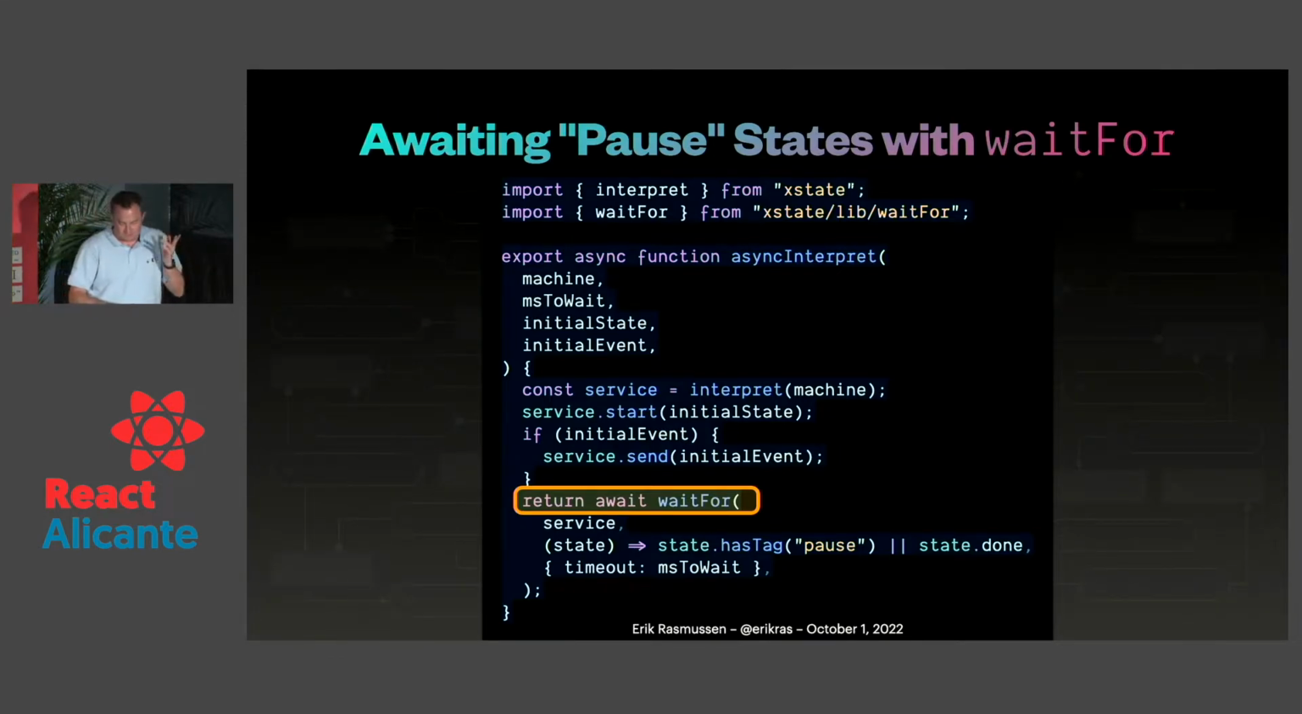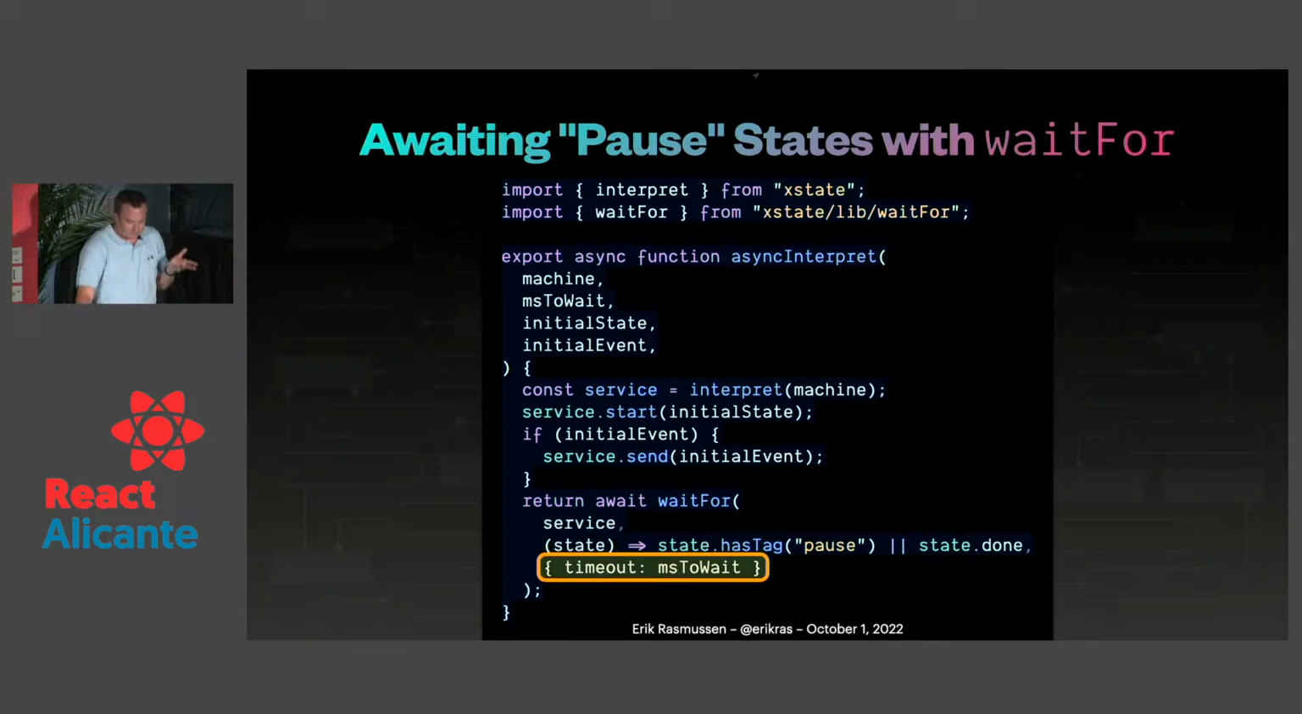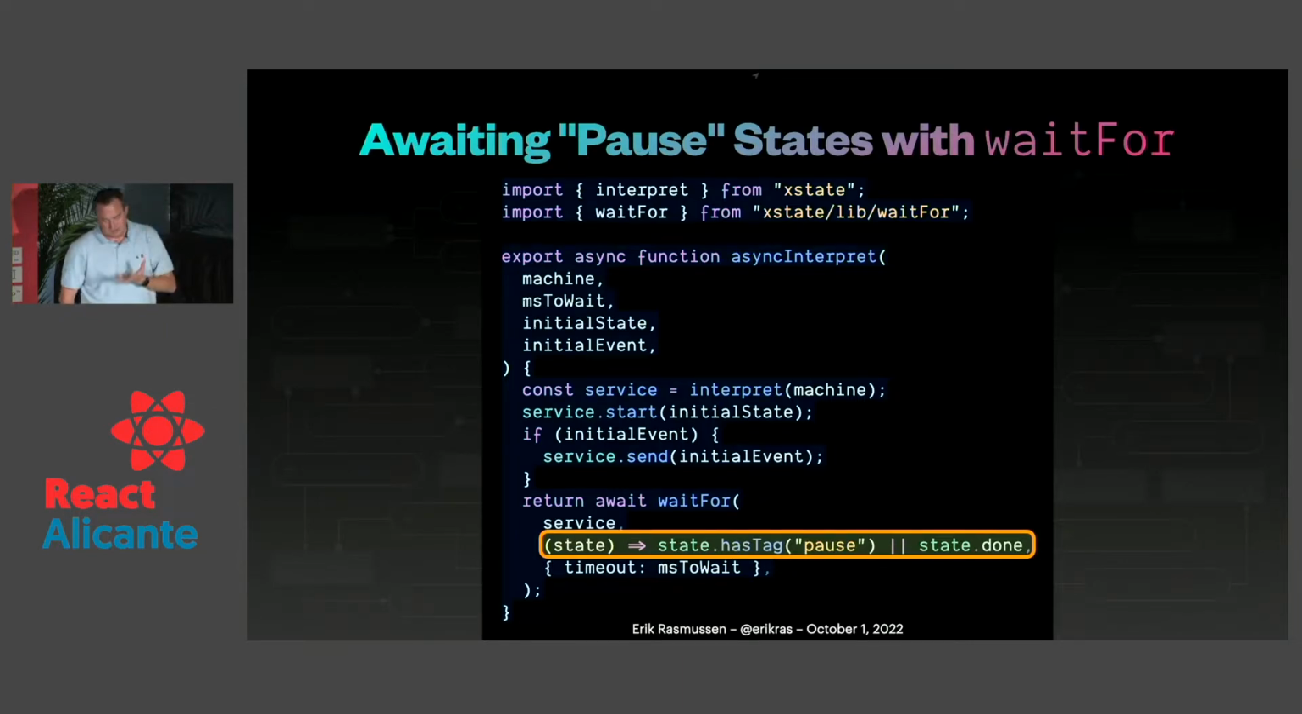And then we call waitFor, which, as you might imagine, returns a promise, which we're going to await. We give it our service that we've already started and set running, and we give it how long we're willing to wait. And then we give it this predicate. And this predicate is going to be called every time the state machine makes a transition to a new state. It's going to check with us.